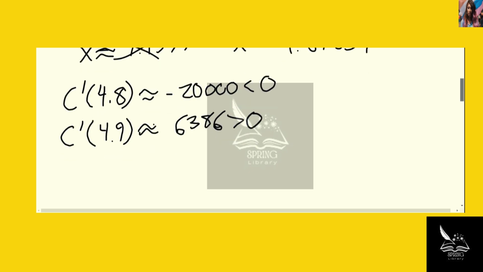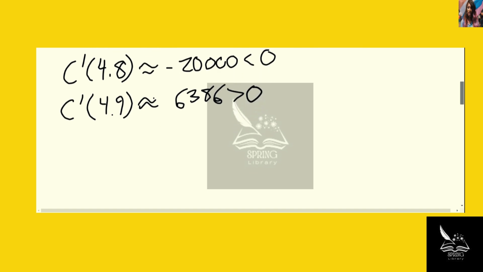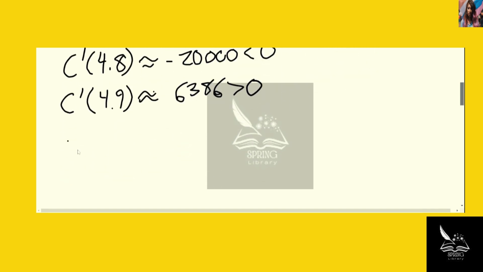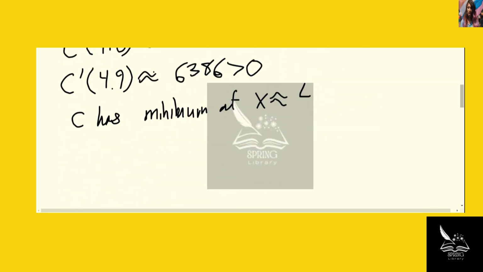Now, since the first derivative changes from negative to positive, this means c changes from decreasing to increasing, so it follows that c has a minimum at x approximately equal to 4.87637.